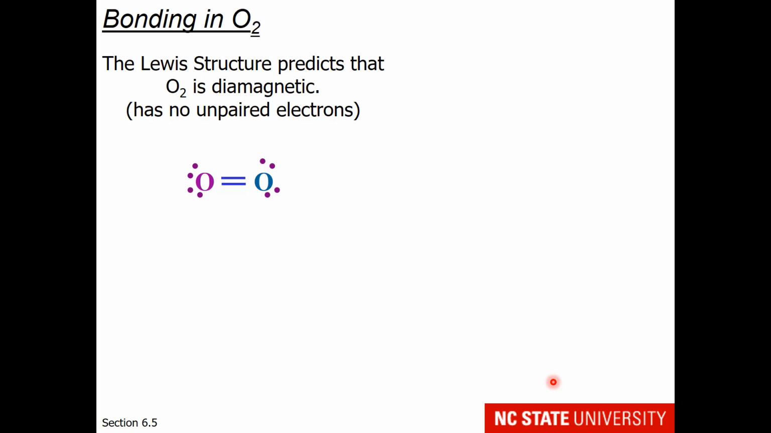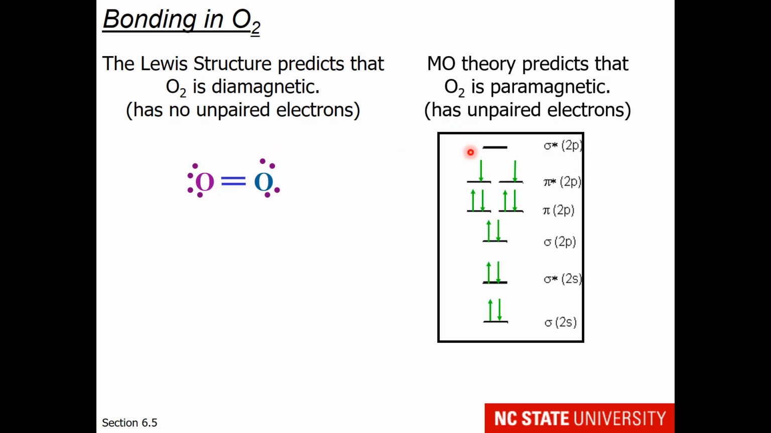But there's something different between MO theory and Lewis theory for drawing a molecule. The Lewis structure predicts that oxygen is diamagnetic. That means it does not interact with a magnetic field because it has no unpaired electrons. We either have shared pairs or lone pairs. On the other hand, MO theory predicts that oxygen is paramagnetic because we have two unpaired electrons in this pi star orbital. So this predicts that oxygen will interact with a magnetic field.